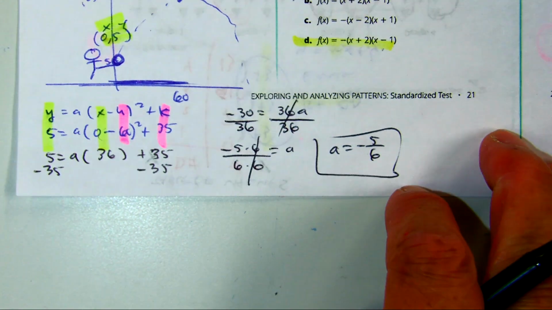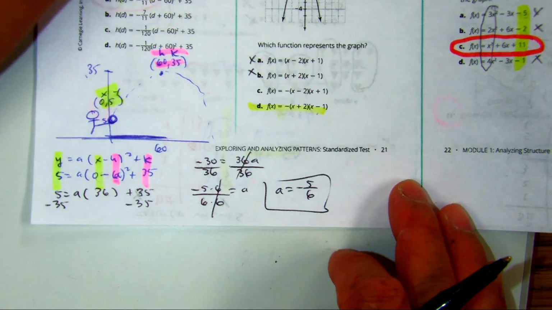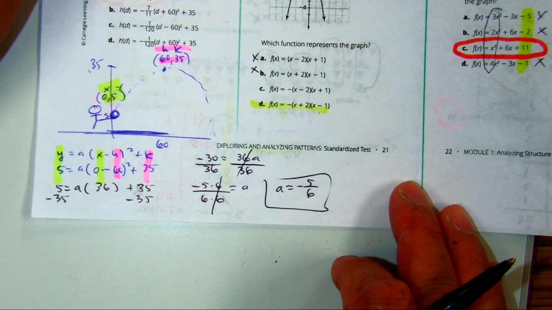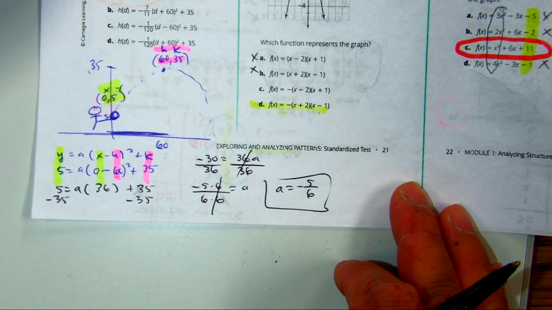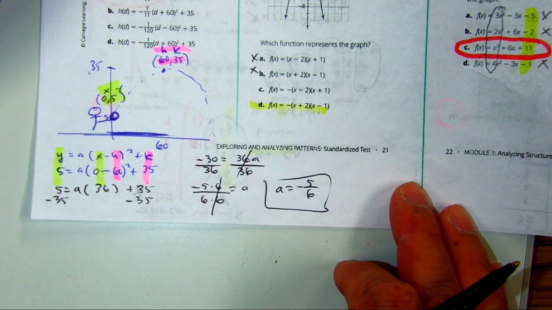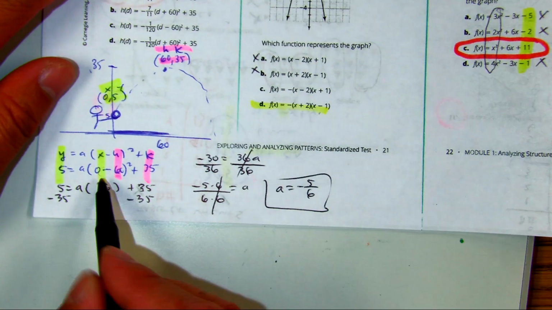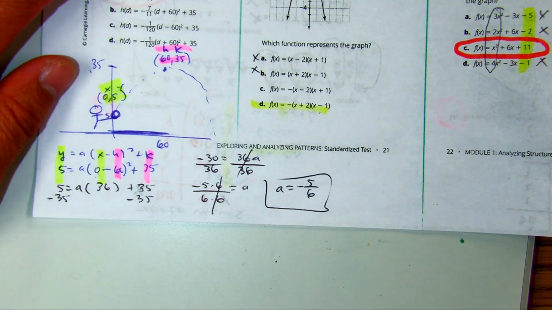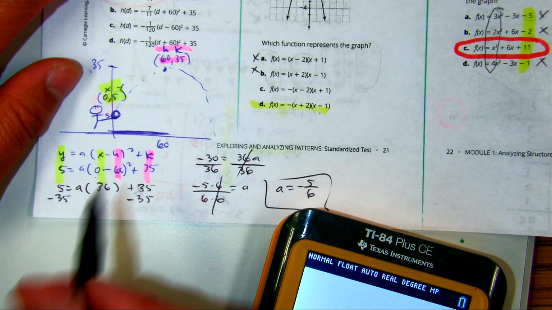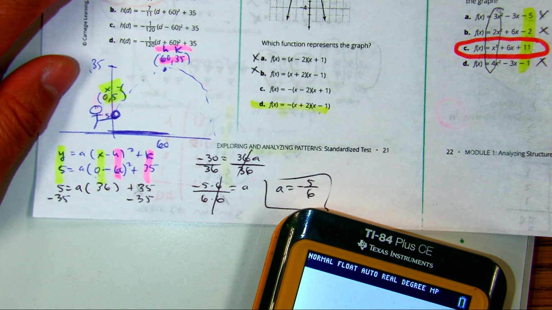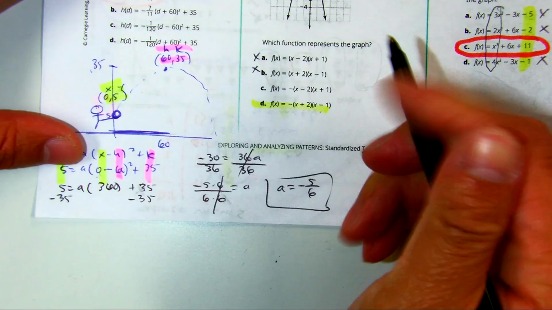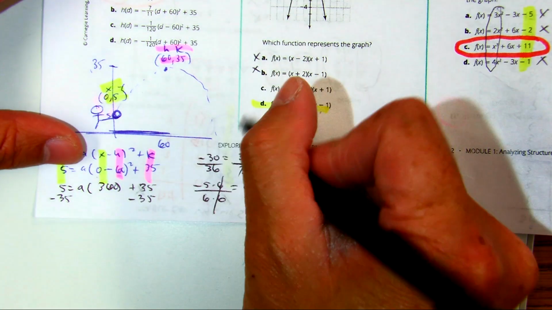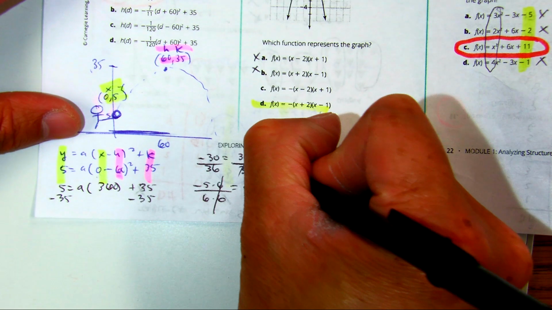And that's not one of my answers. Let's see. Double check. Negative, there's my answer. Negative 60, not 6. Negative 60 squared is 3600. So this would be 3600.